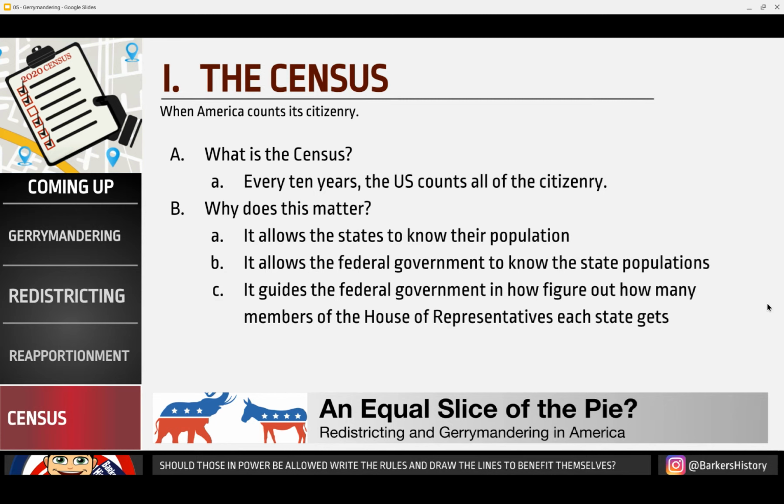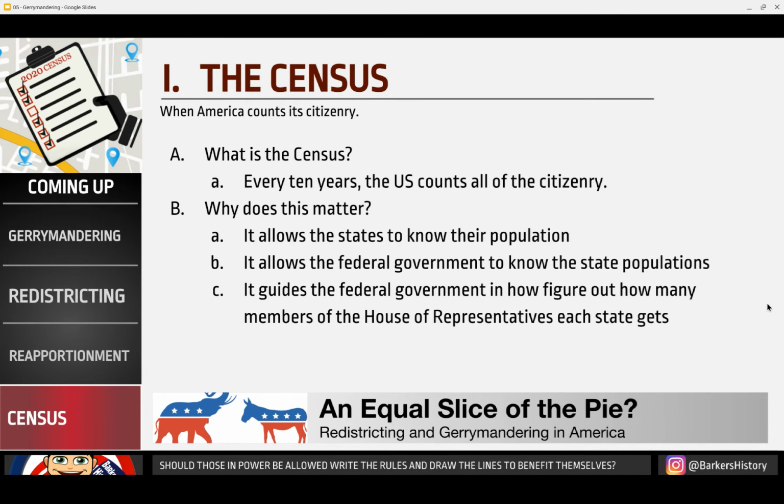And it's actually a really neat document, especially for historians, because we get to look at that document and we get to see all sorts of cool information about who lived where and why people lived there and what they were doing and those kind of things. And it's great for genealogy to understand where your family's from. But it's also really important for politics and for government and for our government itself. And so it matters because the states know what their population is and who lives in the population. For the federal government, it's really important because they know the state population.